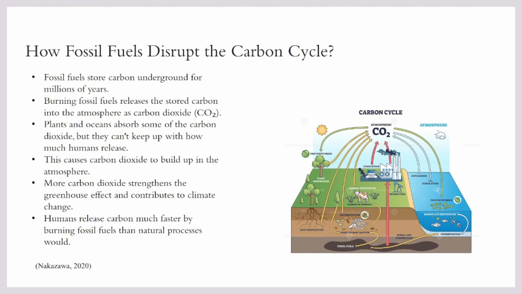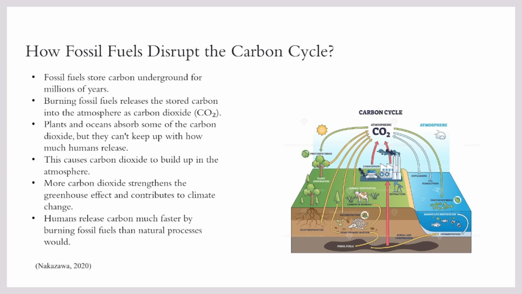Normally, plants and oceans absorb some of the carbon dioxide through photosynthesis and other natural processes. However, humans are releasing carbon dioxide much faster than these natural systems can remove it. As a result, carbon dioxide builds up in the atmosphere. In other words, carbon moves from the underground fossil fuels into the atmosphere and into living systems such as plants or into the oceans. Humans have altered the natural carbon cycle by releasing carbon into the atmosphere much faster than these natural systems can absorb it. The increase in carbon dioxide strengthens the greenhouse effect by trapping more heat, which contributes to global climate change.